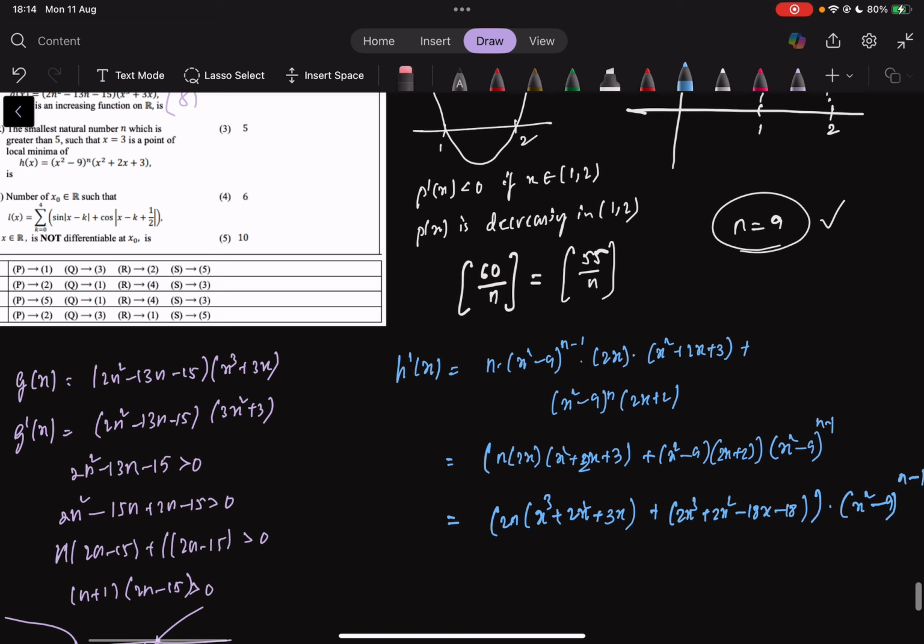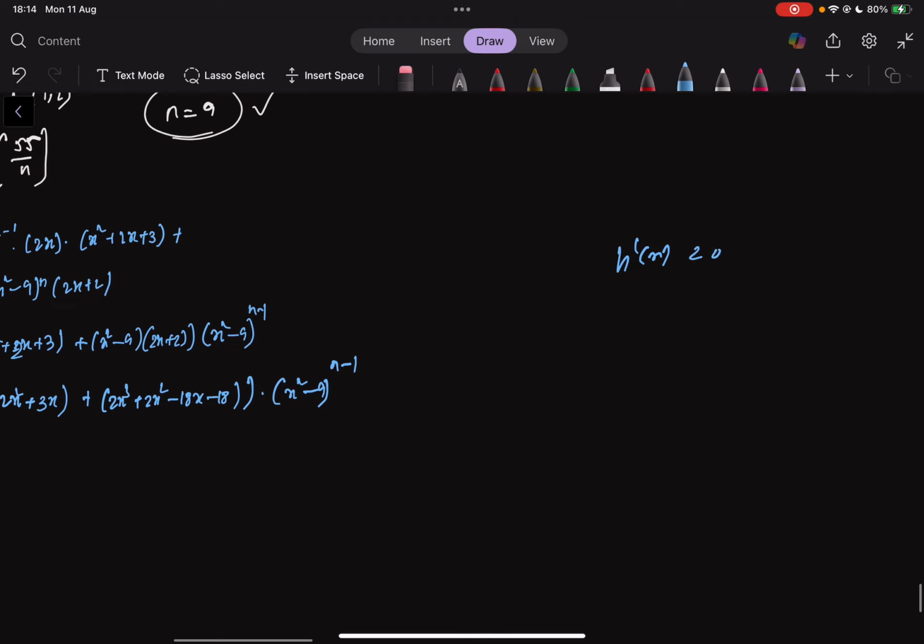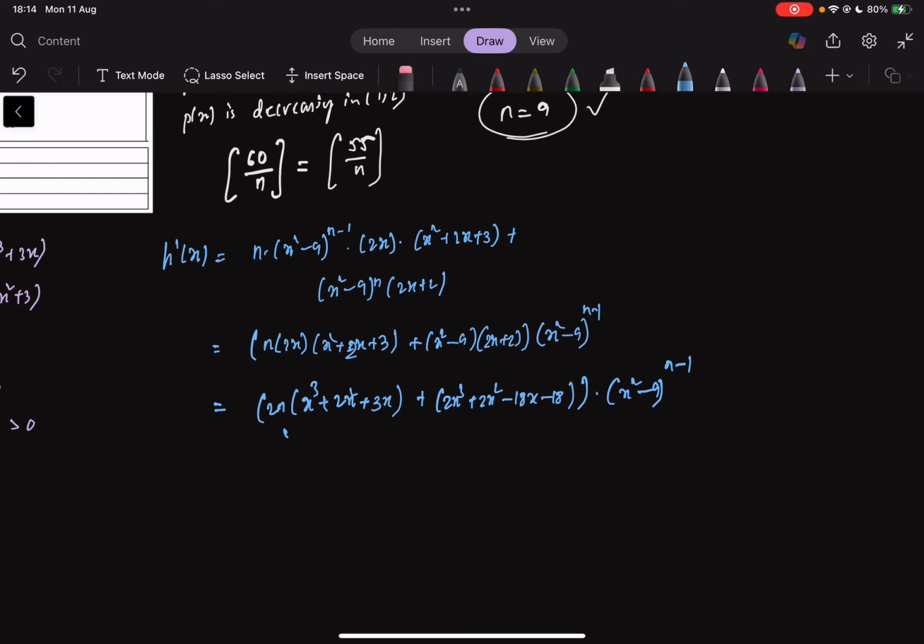Now for a point of local minima, our h dash of x should go from negative to positive. If h dash of x is less than 0, the function is decreasing. If h dash of x is greater than 0, it is increasing. So just before this point, our h of x should be decreasing, and just after that point our h of x should be increasing. So if we try to see, this quantity is positive at x equals 3.